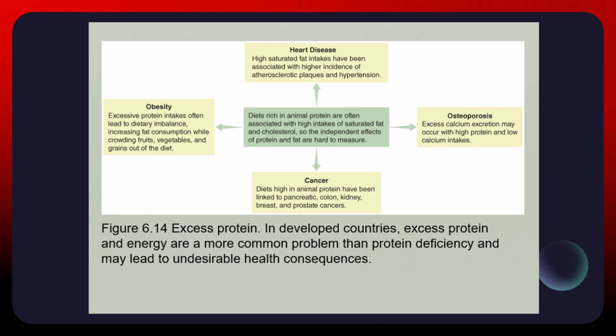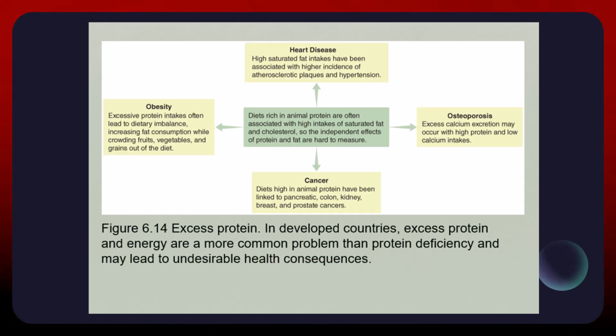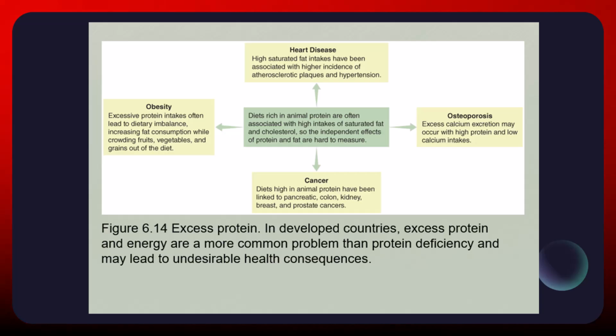Cancer. Diets high in animal protein have been linked to pancreatic, colon, kidney, breast, and prostate cancers. These are common cancers. Obesity. Excessive protein intake often leads to dietary imbalance, increasing fat consumption while crowding out fruits and vegetables and grains from the diet. Does this sound like a standard American diet? Because it is a standard American diet. And do we have a lot of these problems in our society from our diet? Absolutely. This is just further evidence that this excess protein is contributing to these chronic diseases in our society. And it is happening in other parts of the world as well, often developed countries.